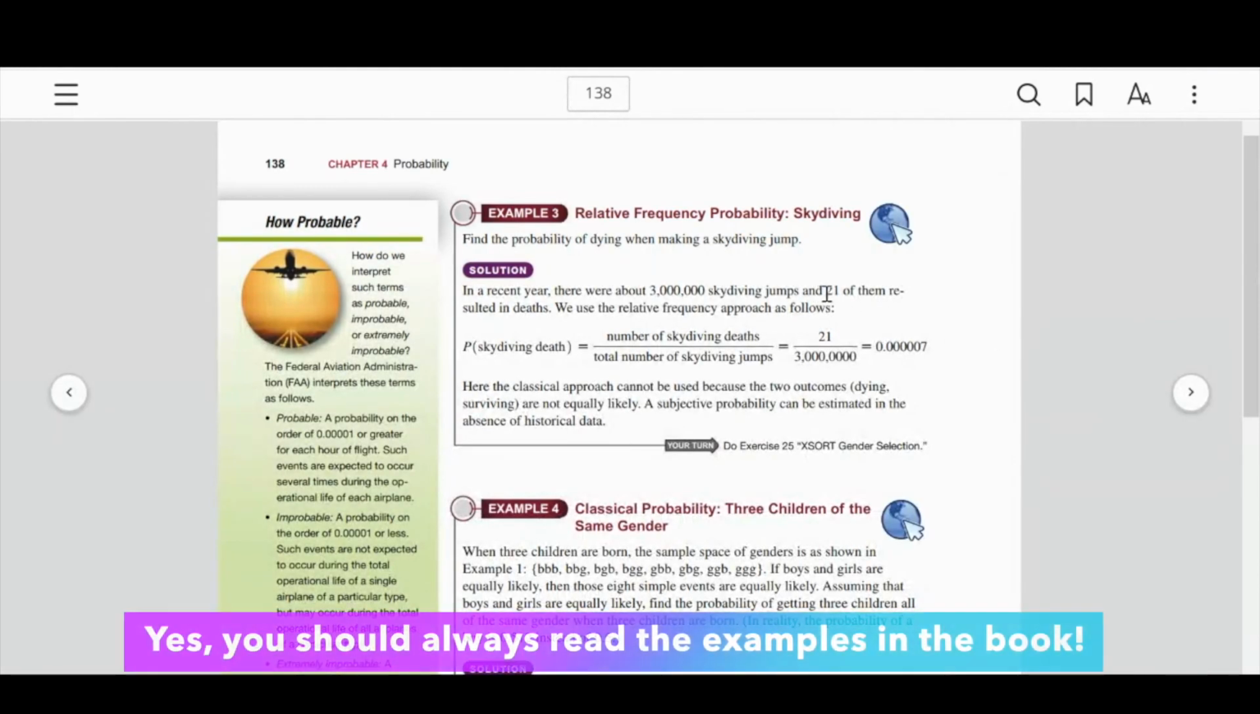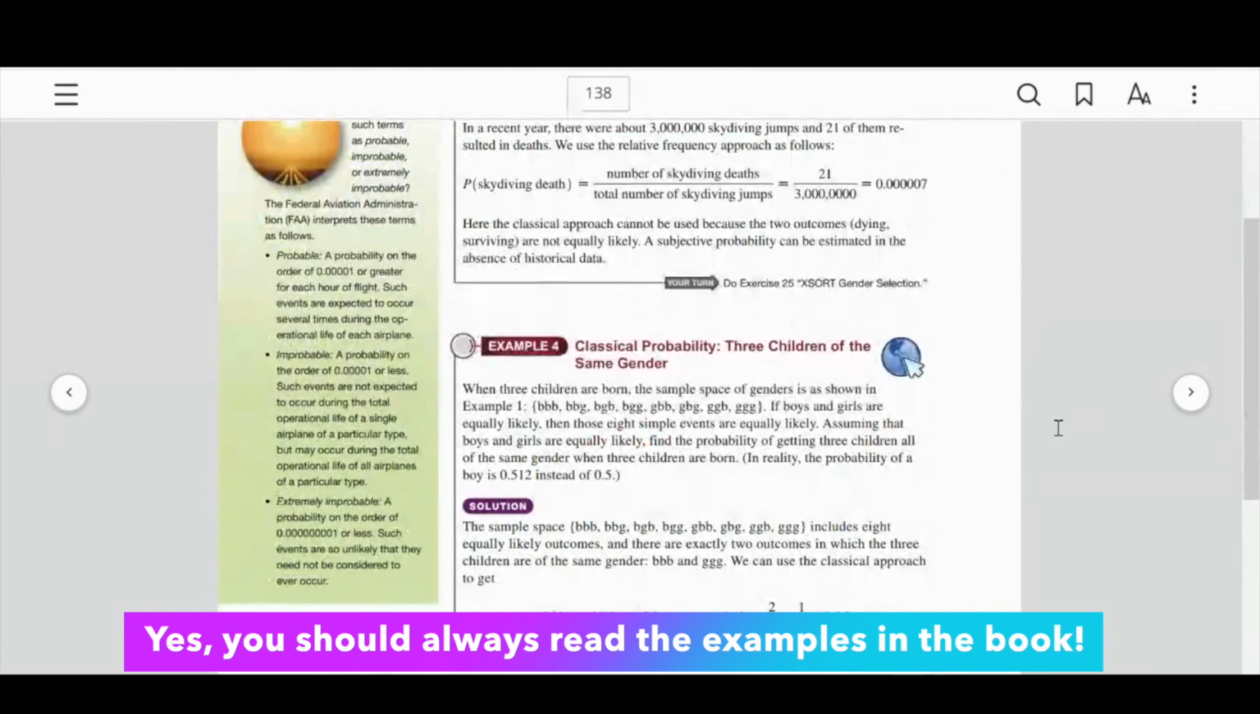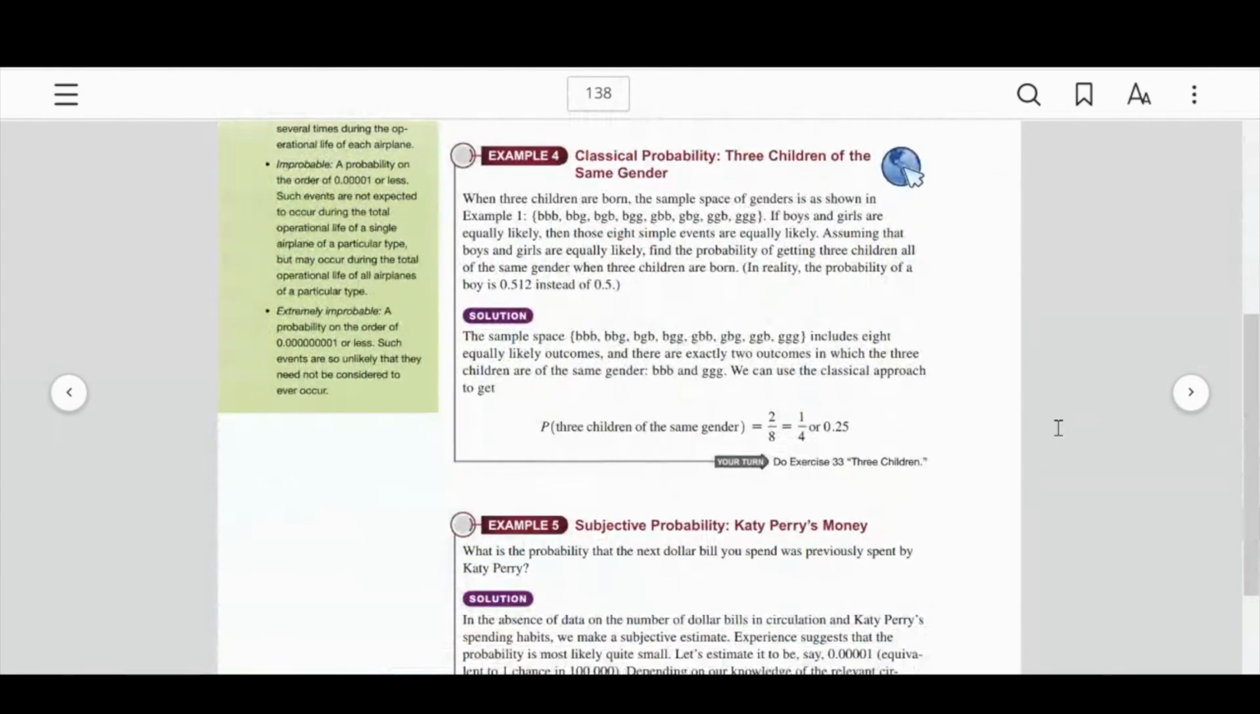There's an example. People die when they skydive. Well, what's your likelihood of dying? Well, it's pretty small. Try it. You might like it. I think I'm too old. My brother used to skydive a lot. I have never gone. What's the probability that you get 3 children who are the same gender? In other words, all boys or all girls?